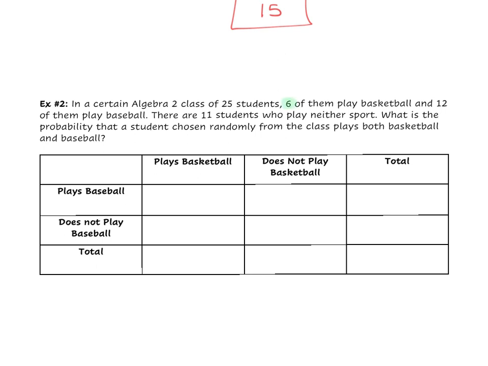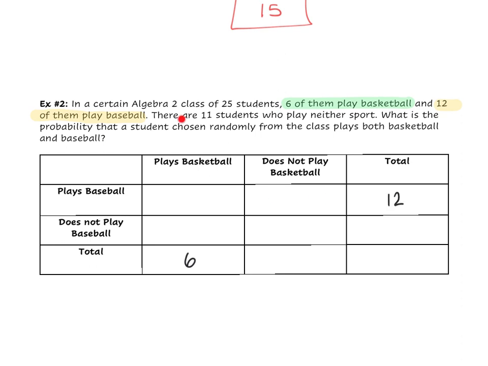So it says 6 students play basketball. So where would that go? Well, if this is the plays basketball column, 6 students play basketball. So we can just put 6 for the total down here. Then it says the next piece of information is that 12 of them play baseball. So for the 12 that play baseball, that would go in this total. Number of people that play baseball would go here, so that would be 12.